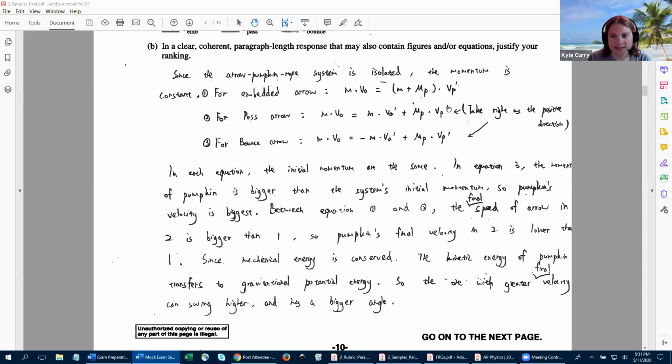Again, using the vectorness of momentum, using these positive and negative signs here, really backs up this argument that indeed the pass arrow is going to be the fastest after the collision.